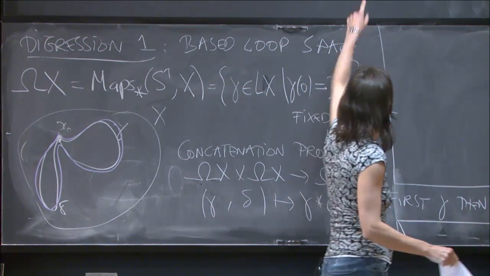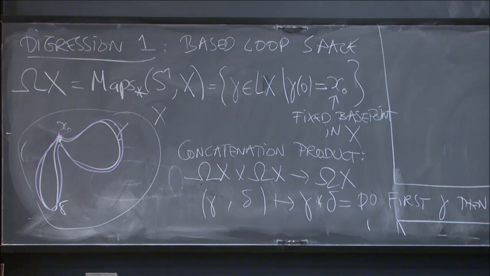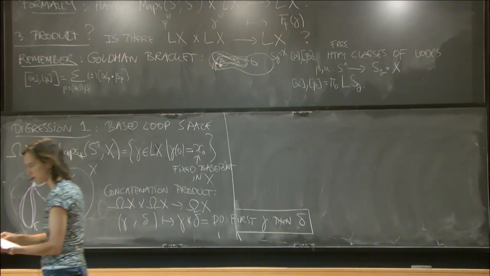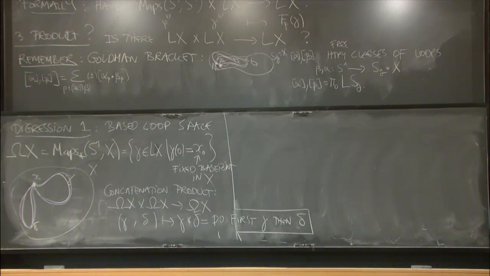We were taking products of that type, right? The other thing we've done is before we took this product, well, we had to somehow intersect these loops, right? So if one wanted to do something like this Goldman bracket, we also need to be able to intersect in some sort of sense. So let's think about intersection.